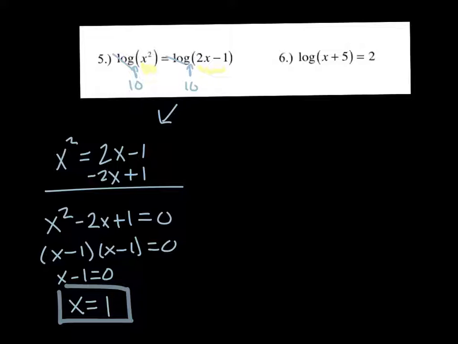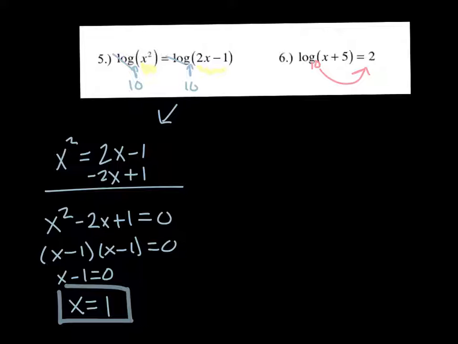So for number 6, in this case, there is a single log, but there's not a single log on both sides. So this is going to be the case where we're going to undo the log expression. And remember, that's log base 10. If you don't see a log base, it's log base 10. If you don't see an index or a root, it's a square root. If you don't see a power, it's a power of 1. These are all things you guys just need to know.